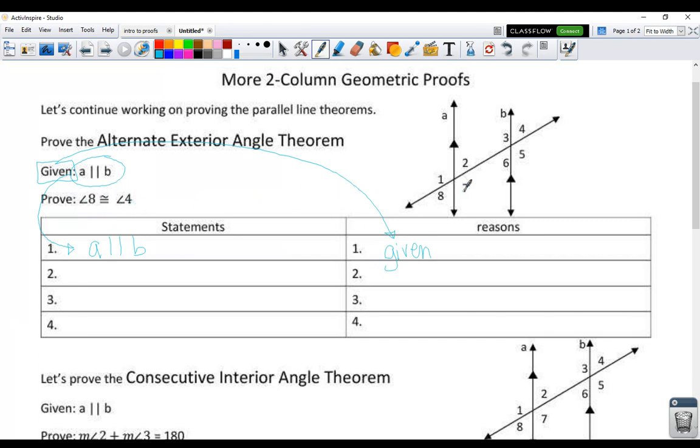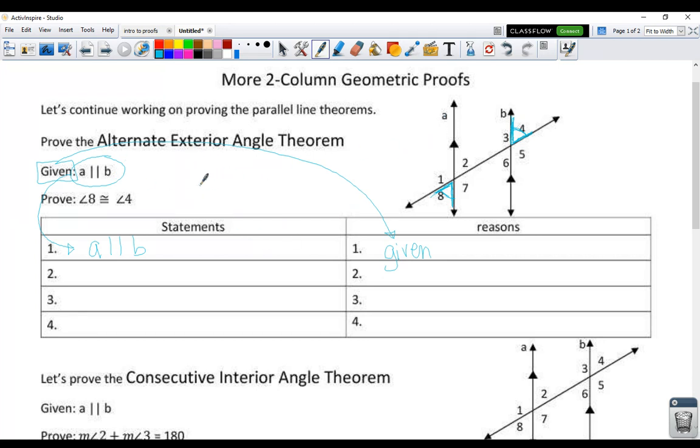We want to show that angle 8 down here is the same as angle 4 up there. That's what we want to show, that 8 is the same as 4. And maybe you notice that these are in an alternate exterior angle position, which is good because we're actually proving the alternate exterior angle theorem. It says if parallel lines are cut by a transversal, then these angles are congruent.